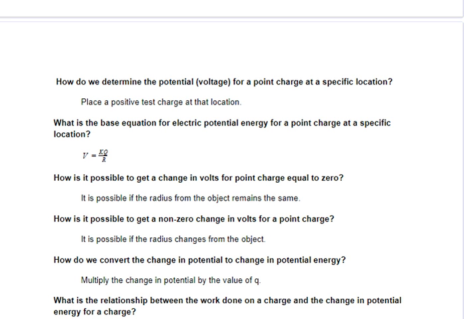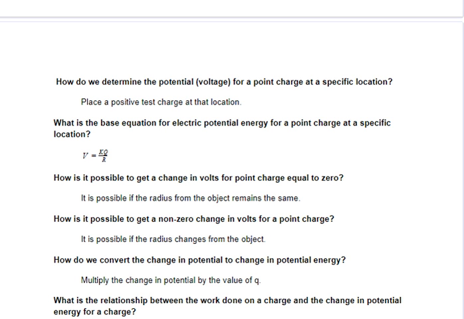How is it possible to get a non-zero change in volts for a point charge? Change how far you are away from the center of that charge. So change the radius you actually are from that charge, because then you would be at two different potentials and there would be a difference.